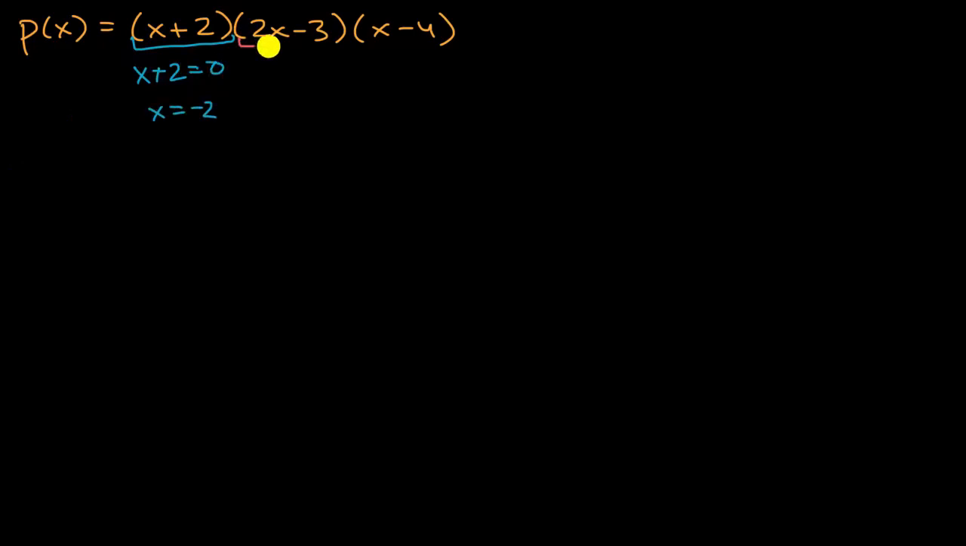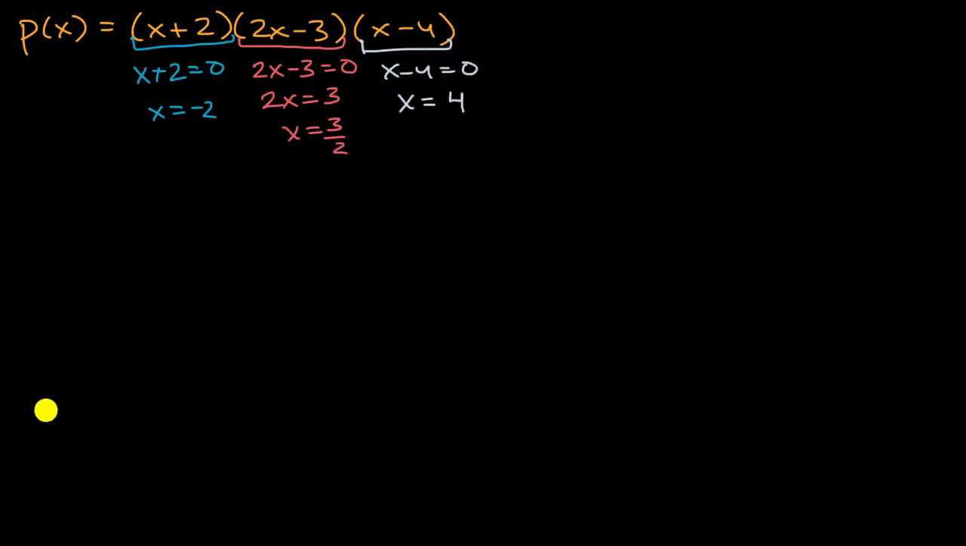What x values would make 2x minus 3 equal 0? Add 3 to both sides, you get 2x equals 3. Divide both sides by 2, you get x equals 3 halves. And then last but not least, what x values would make x minus 4 equal to 0? Add 4 to both sides, you get x is equal to 4.